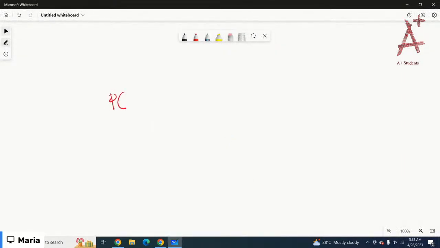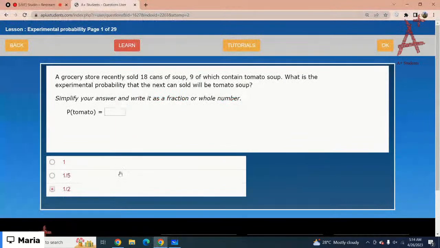Probability of tomato soup is the total cans are 18, out of which 9 are tomato soup. Got it? So 9 times 1 is 9 and 9 times 2 is 18, so it would be 1 over 2. So the correct option is 1 over 2.